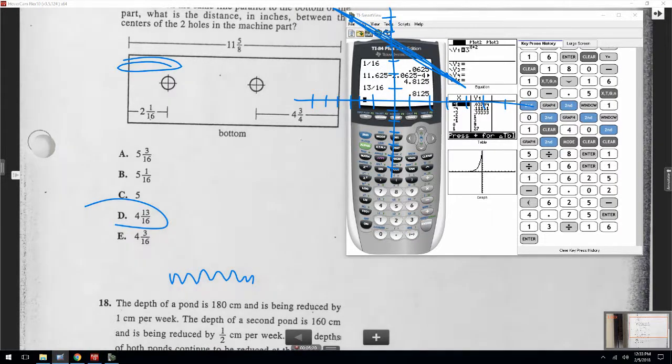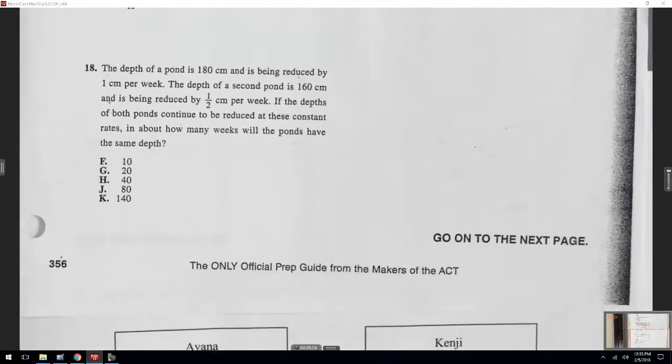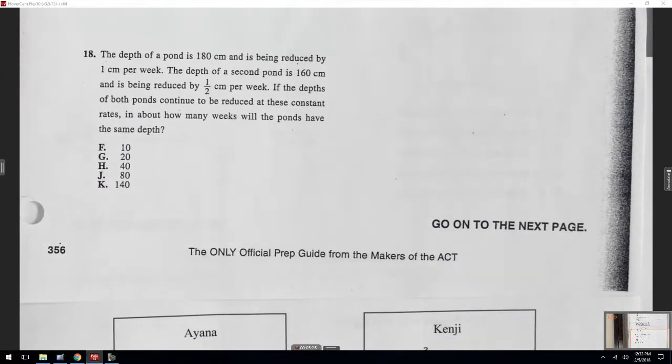All right, what about the last one? Last one, number 18. Here we go. It wants to know, in about how many weeks will the ponds be the same depth?